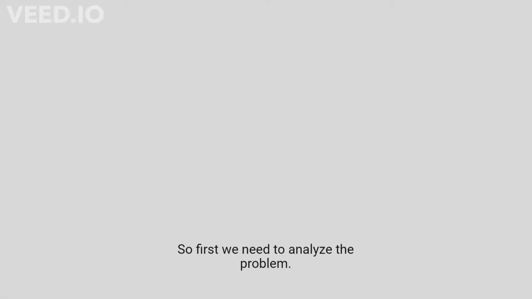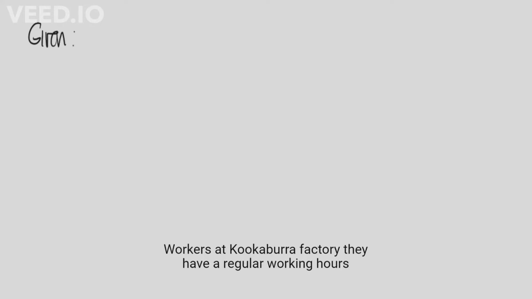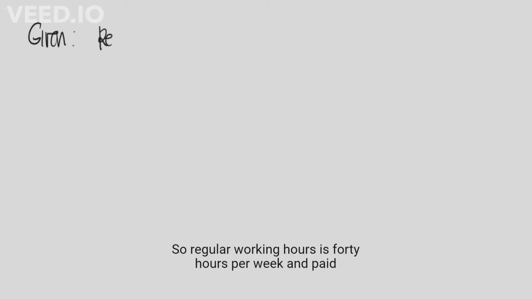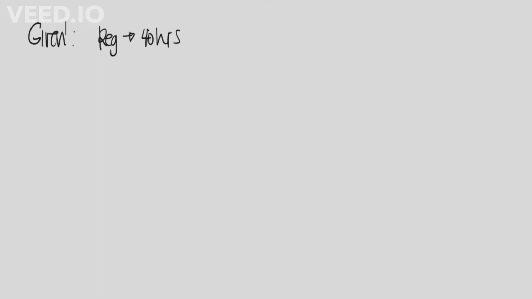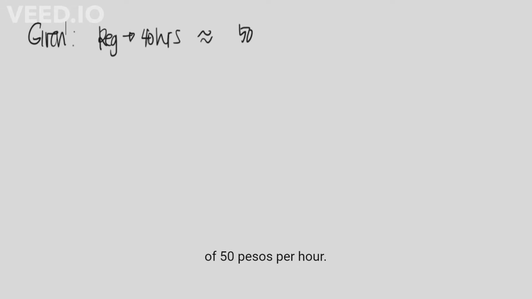So first, we need to analyze the problem. We need to get the given values, the input, the output, and what must be the process. So in this case, there are given values. What are the given values? Workers at Kukabura factory have regular working hours of 40 hours per week and are paid 50 pesos per hour. So when you rendered, for example, one hour, that's equivalent to 50 pesos per hour.